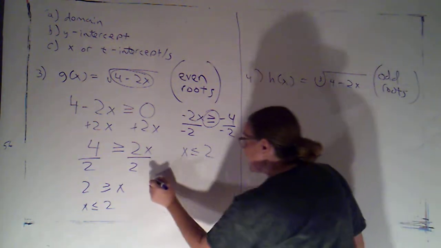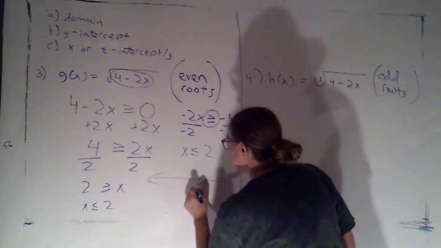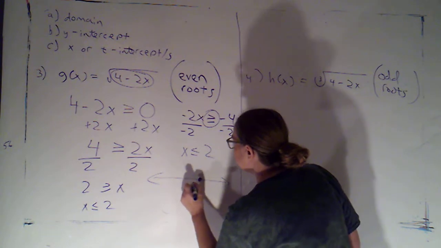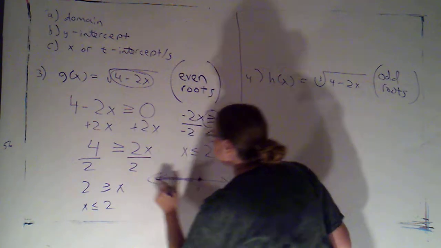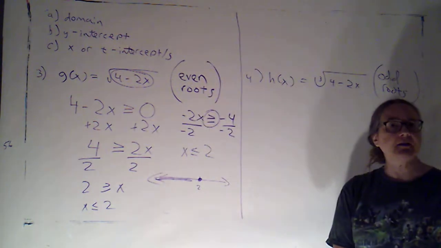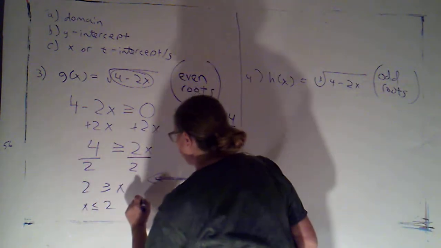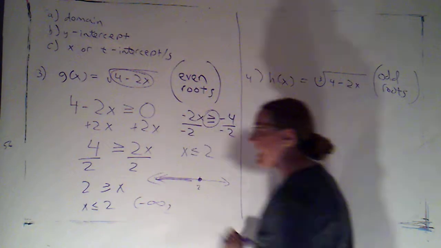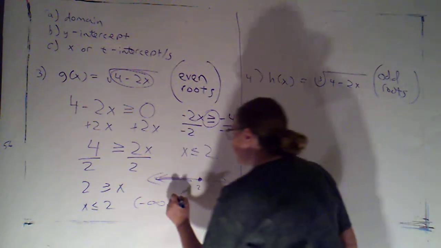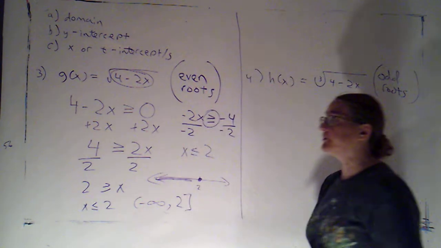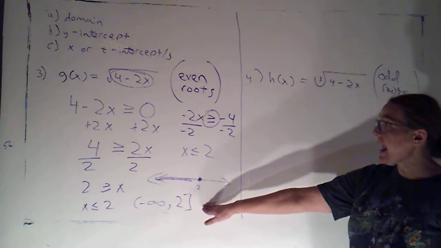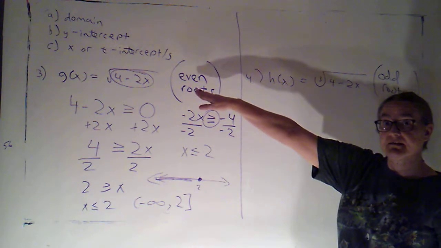Now, if I were to graph that on a number line, here's 2. That's included, and so is everything to the left. Not absolutely necessary to graph it, but that gives me a nice visual. I can see there's no left endpoint. So we're going off to negative infinity, but the right endpoint is 2, and that is included. So this is the domain for g of x.